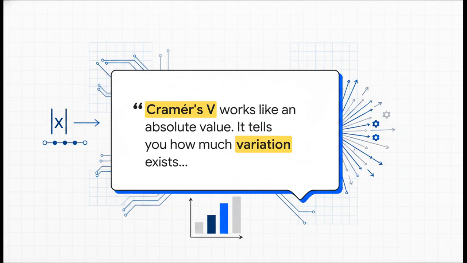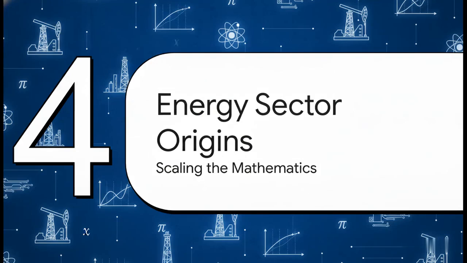High variation? Well, maybe that's exactly what you expect in your data, or maybe it's something you need to investigate. The engine doesn't make that call for you. It strictly tells you how much variation mathematically exists across your categories, handing you a precise, objective measurement to work with. Let's pivot to part 4 and look at where this came from: energy sector origins and scaling the mathematics.